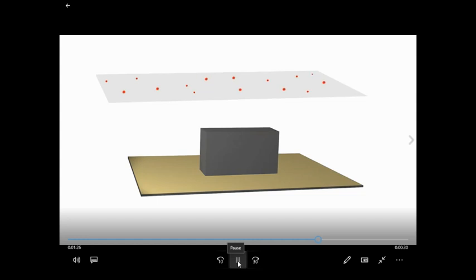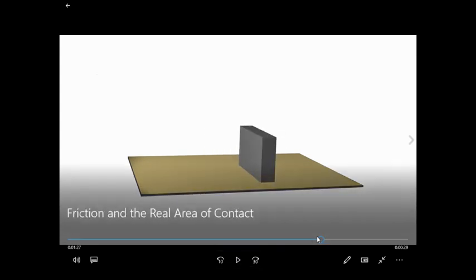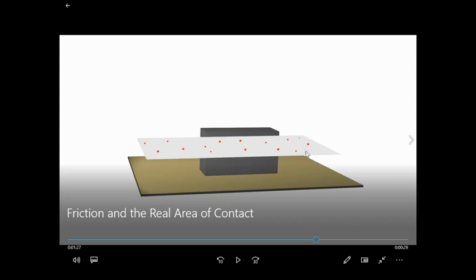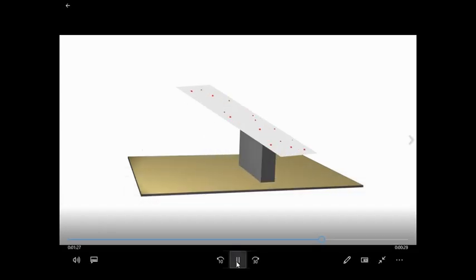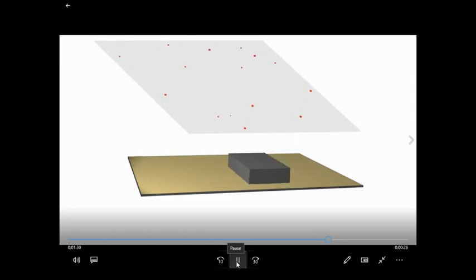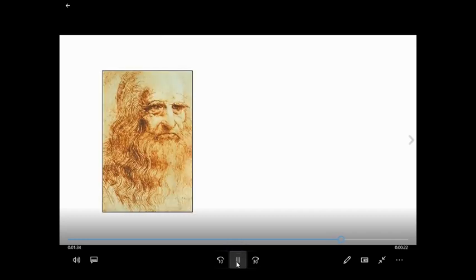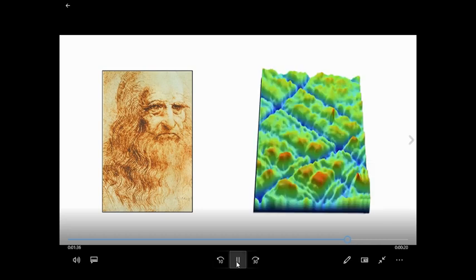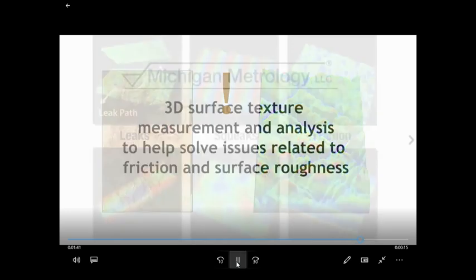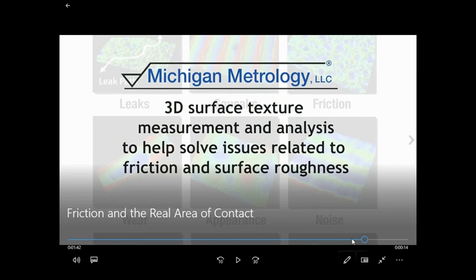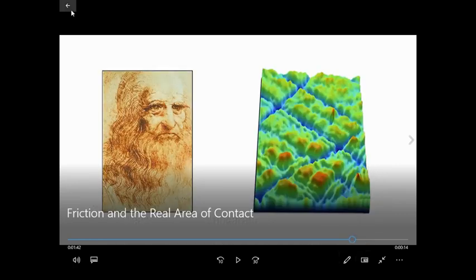However the block is oriented, those dots add up to a certain amount of area of squish of the material to support the weight. The amount of peak material making contact remains the same. Same dots, though it may be distributed differently. Da Vinci observed this fact about friction, but it took modern measurement techniques and microscopes to explain what's really happening. Michigan metrology. So it's something that's actually been measured, which is pretty cool.